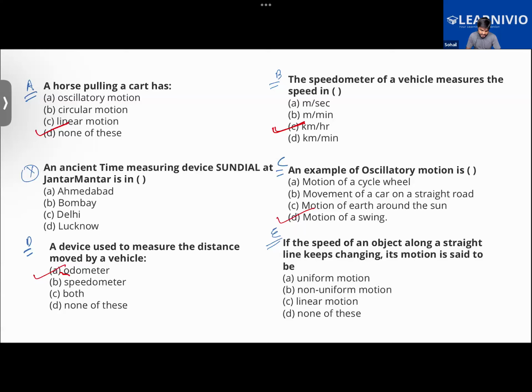Answer the last question. If the speed of an object along a straight line keeps changing, its motion is stationary. We'll be doing this one, by the way. Question number E, skip that. We'll be learning about it.